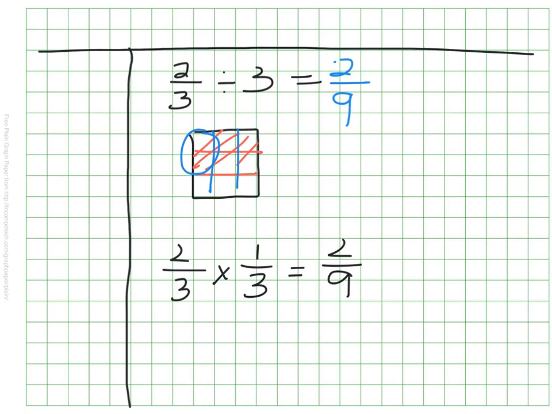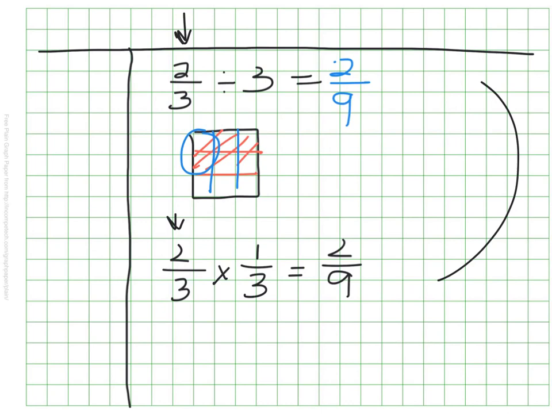When I look at these two number sentences, I want to come up with a connection between them. And I notice that the first number in the number sentence is the same, 2/3. The second number is not the same, and of course the operation went from division to multiplication. But their answer in the end was the same.